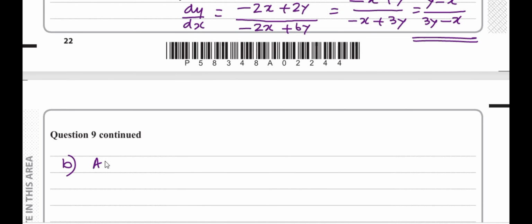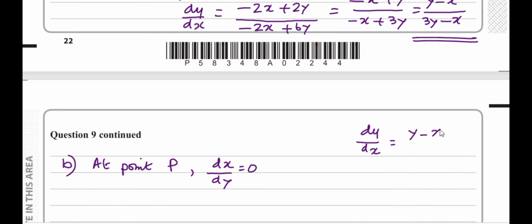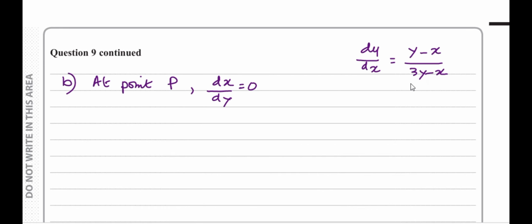So we can write here at point P, which is the furthest west to the origin, it's a turning point indeed. We can say dx over dy is equal to 0. So what is the expression that we had got here, dy by dx? We can write dy by dx is equal to y minus x over 3y minus x, wasn't it? So now if we flip this over, we will be getting dx over dy. So therefore 3y minus x over y minus x is equal to 0.